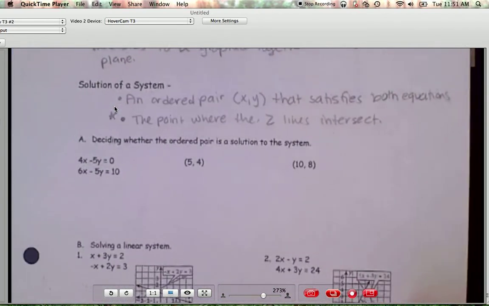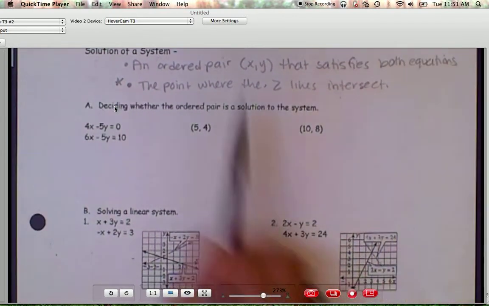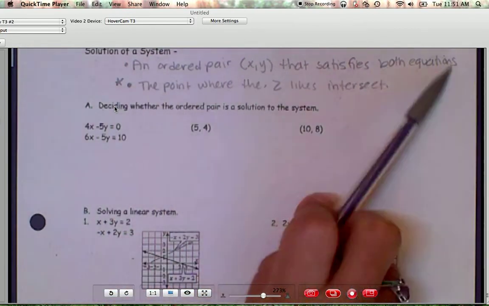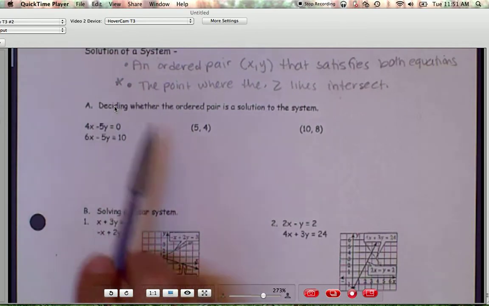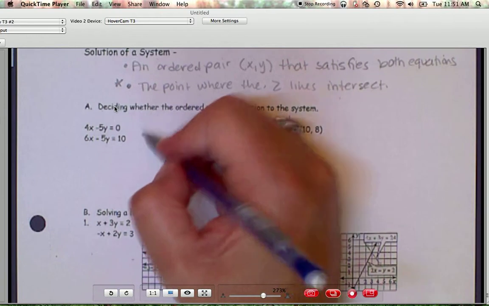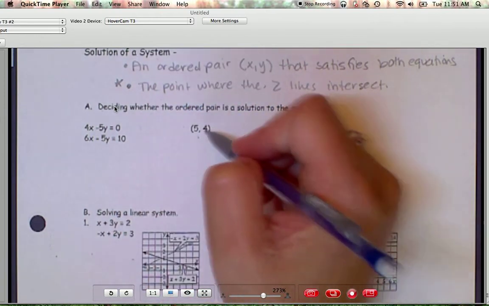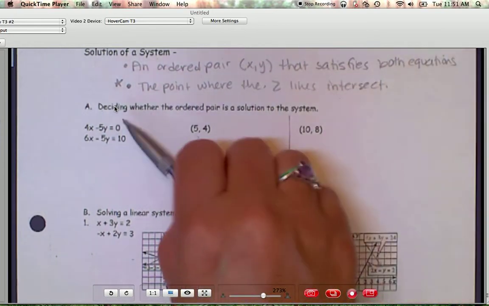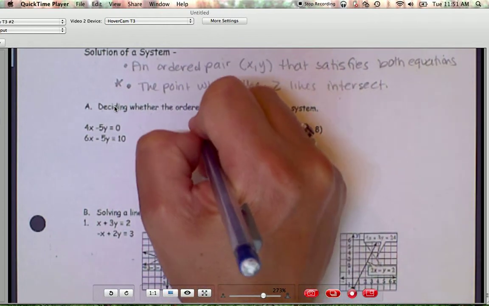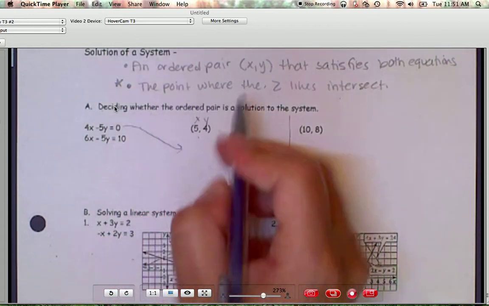So first, there's two things we're going to do here today. Decide whether an ordered pair is a solution of the system. Now, based on this first point here, it says an ordered pair that satisfies both equations is a solution of the system. So we need to test this ordered pair with both equations and see if it works for both equations. And then we'll check this other ordered pair and see if it works for both of these equations. So remember, in a coordinate point, this is always your x, this is always your y.